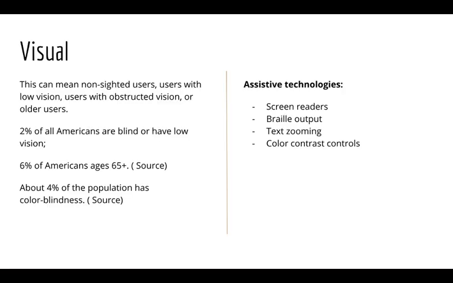Visual, pretty obvious, but this is for non-sighted users or people with low vision, obstructed vision. We talked about contrast yesterday. All comes into play. You don't have to be blind to be thinking about how to develop your design to appeal to everybody from a visual perspective. 2% of all Americans are blind or have low vision. 6% of Americans age 65 plus, and 4% of the population has color blindness. Color blindness, another thing. We talked a lot about color yesterday, not about accessibility with color that much, but we'll cover a little bit more about that.